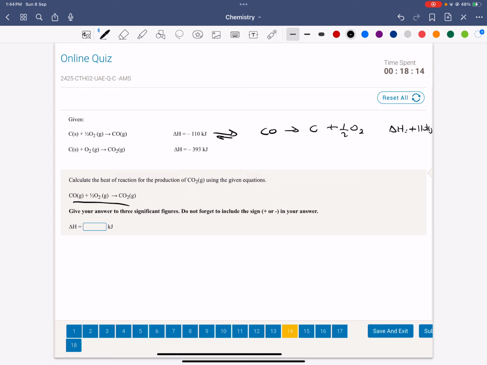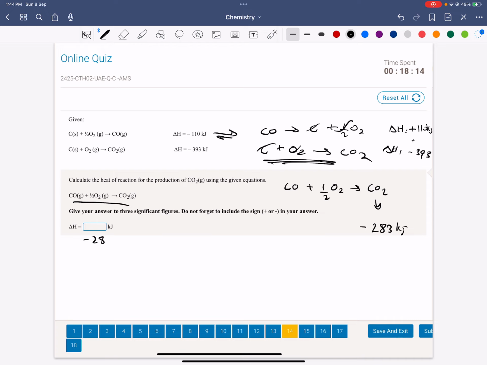And then we're going to copy down the other equation. C, which is carbon, plus O2 gives us CO2. And now if we add both of them, the C's will cancel, the O2 will cancel, we'll have remaining only half O2. So we're going to get CO plus half O2 gives us CO2. And we did nothing to this equation, so the delta H of it will remain the same as minus 393 kilojoules. And we summed both of those up. We're going to get minus 283 kilojoules. 3 significant figures.